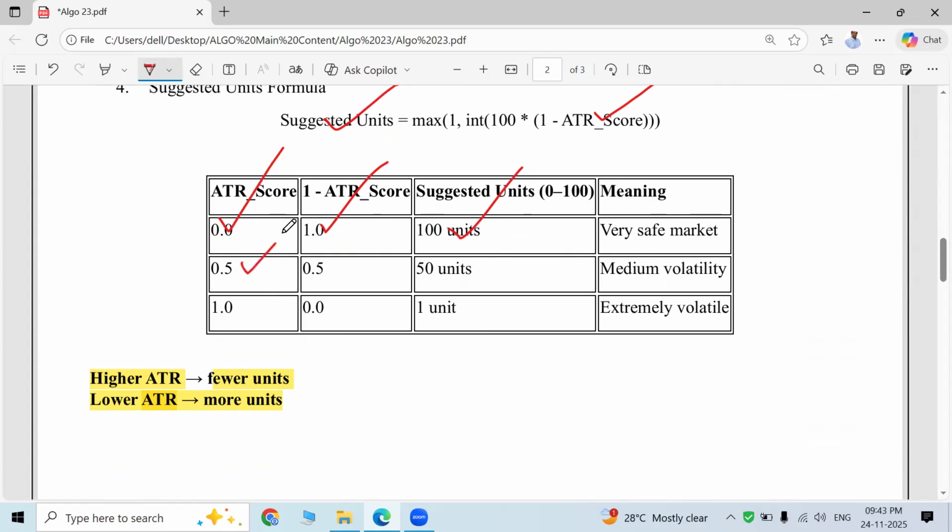Similarly, if the ATR score is 0.5, then we are going to trade with half of our quantity. So capacity-wise, we can consider half of our capacity. If the ATR score is very high, then we are going to trade with a very small quantity. We will still be in the market, but with a very small quantity.